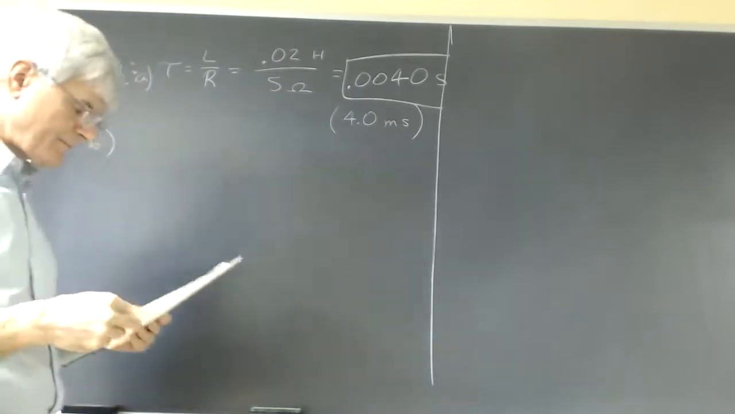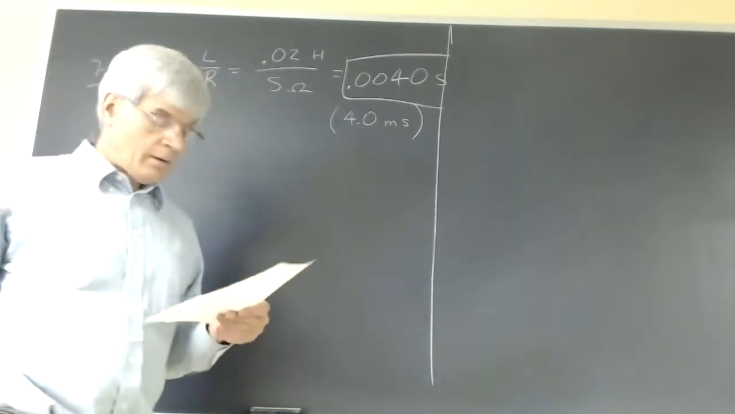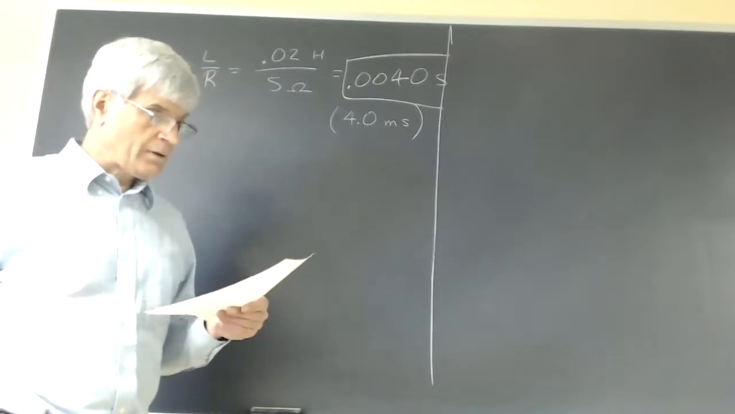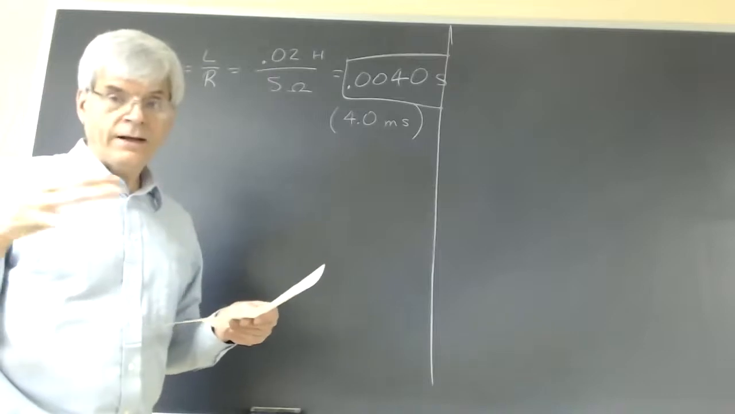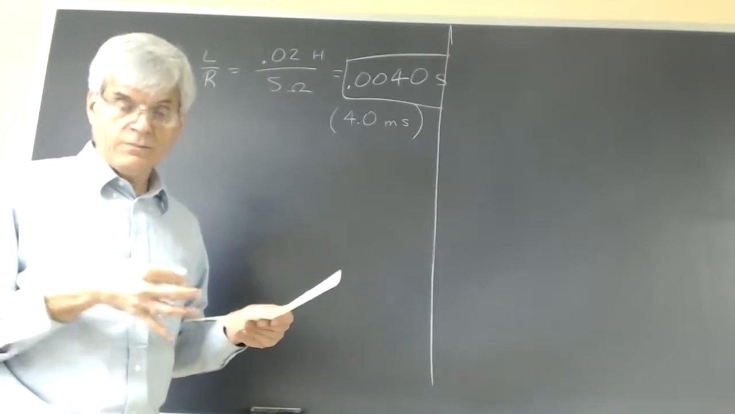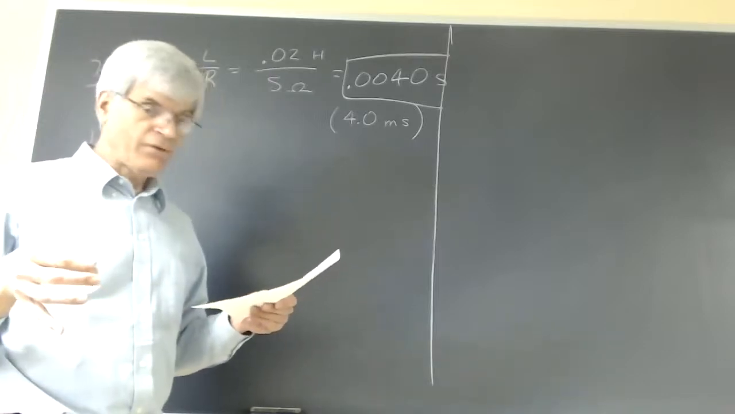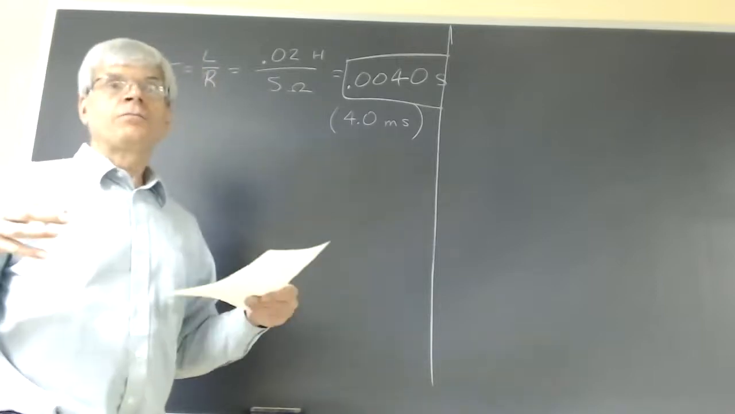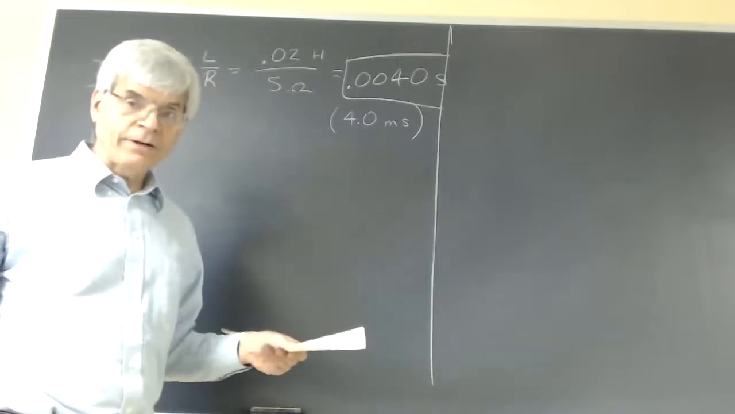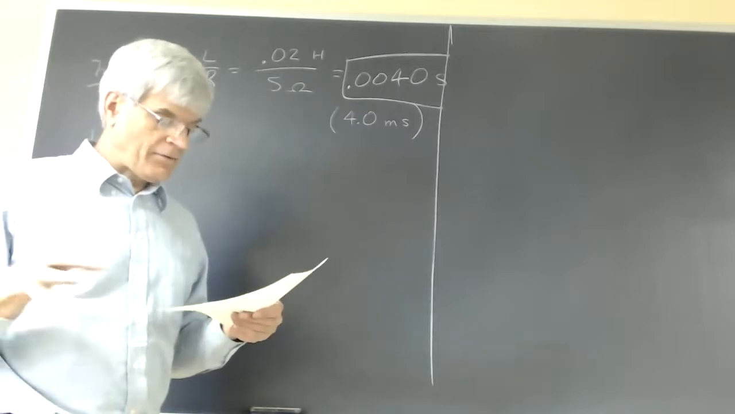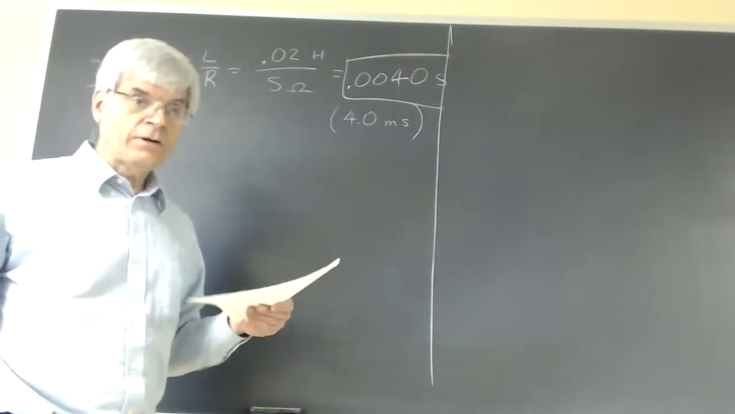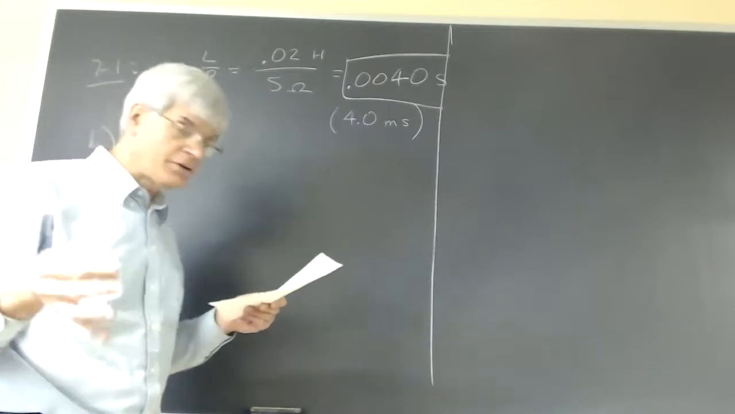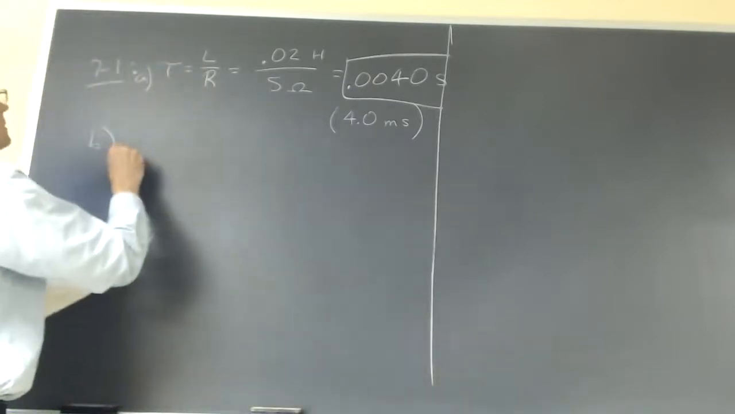Part B, the final current as the time becomes very large. Well, this is the whole thing I was talking about a minute ago. As time becomes very large, you approach having steady direct current. If the current is steady, there is no induced voltage, and so it's just a battery with a resistor. You just use Ohm's law.